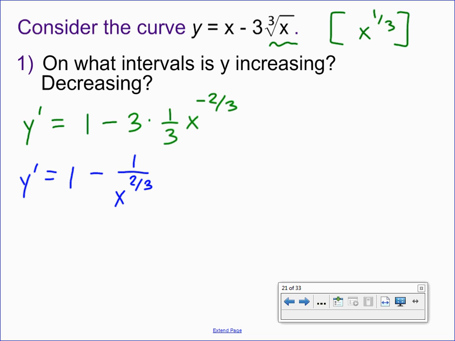Next, I was given a radical notation there. I think it's going to be easier to interpret in radical notation, so I'm going to rewrite yet again and change that x to the 2/3 on the bottom as the cube root of x squared. So I'm going to rewrite again: 1 minus, and I'm going to make that fraction 1 over the cube root of x squared. And lastly, it's much easier to find my critical values, that is where y prime equals 0 or is undefined, if I can write that as a single fraction.